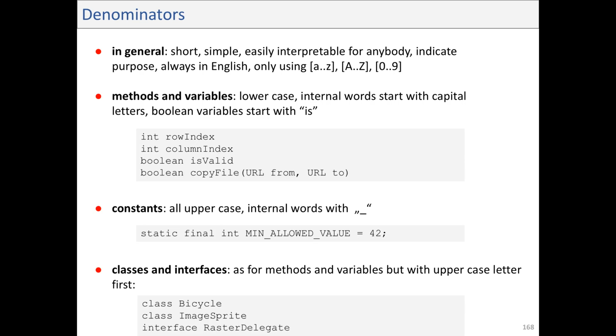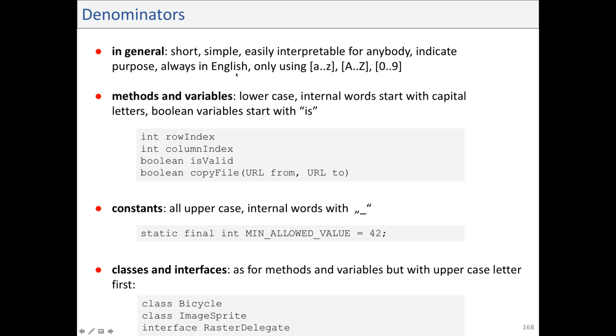How should we name stuff? So, in general, the names should be as short as possible, but as long as necessary to be easily interpretable for anybody. So there's a compromise, right? And you should tend to rather have longer names for your variables and methods and all these kind of things, because otherwise it becomes increasingly hard to actually know what a variable is intended for, right? So any denominator for a variable, for a method, for a class, for anything should indicate its purpose as clearly as possible.